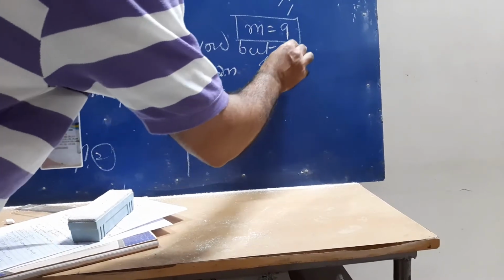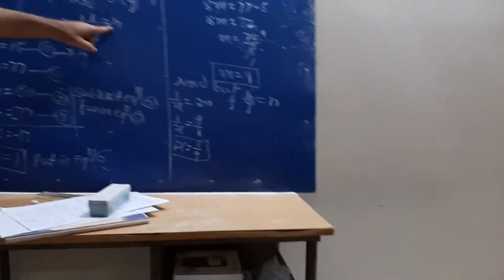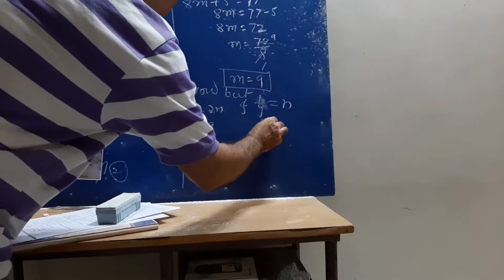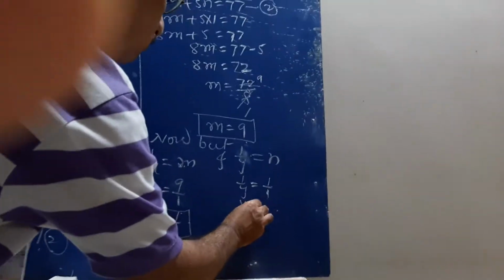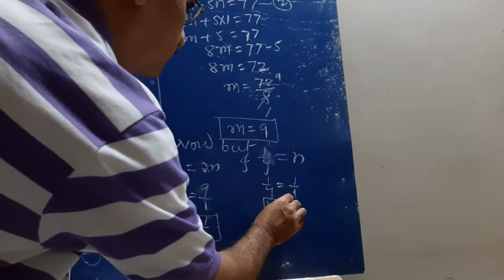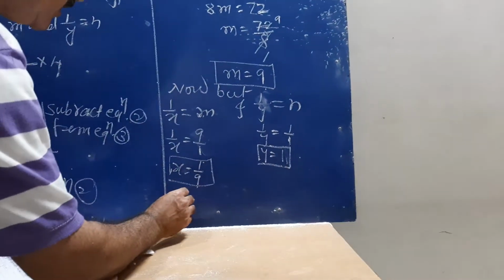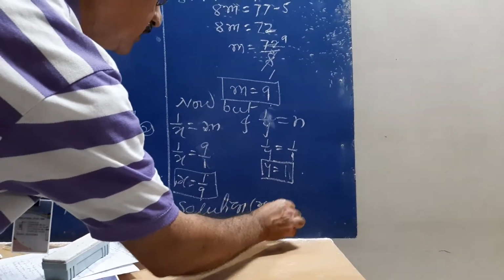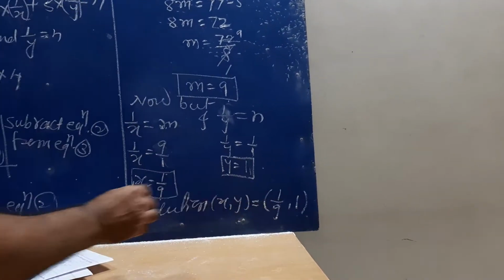Here, 1 upon y is equal to n, and value of n is 1. 1 upon y is equal to 1 upon 1. After cross multiplication, y is equal to 1. This is answer: x is 1 upon 9 and y is 1, and therefore solution (x, y) is equal to (1 upon 9, 1). This is required solution for this example.